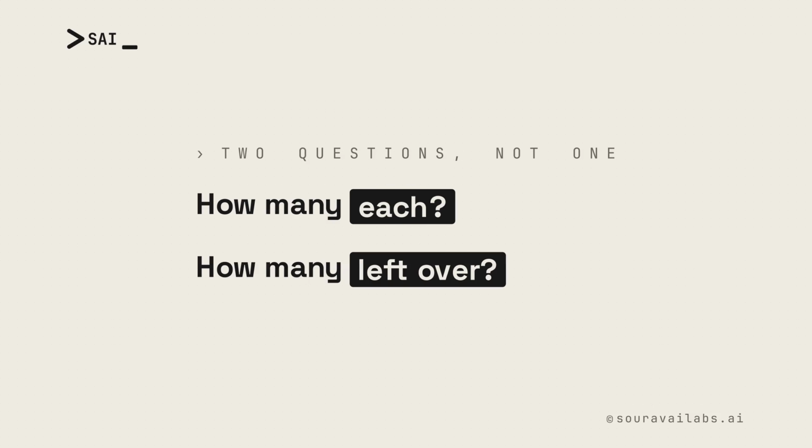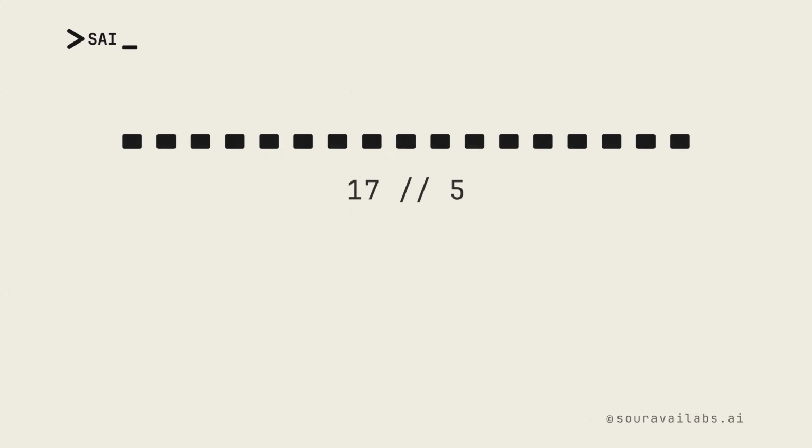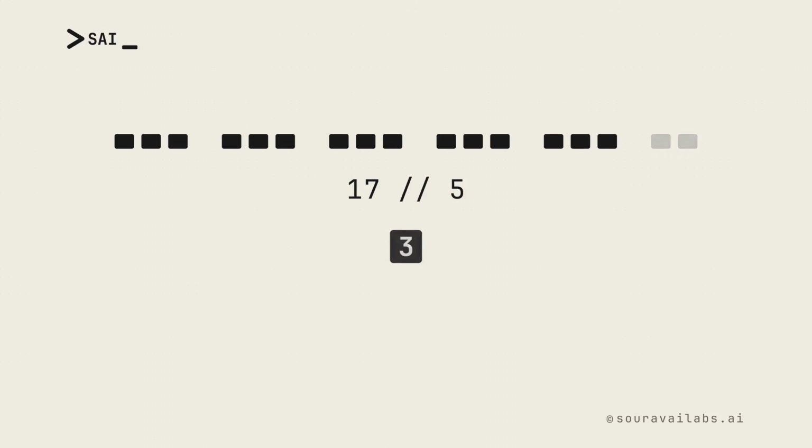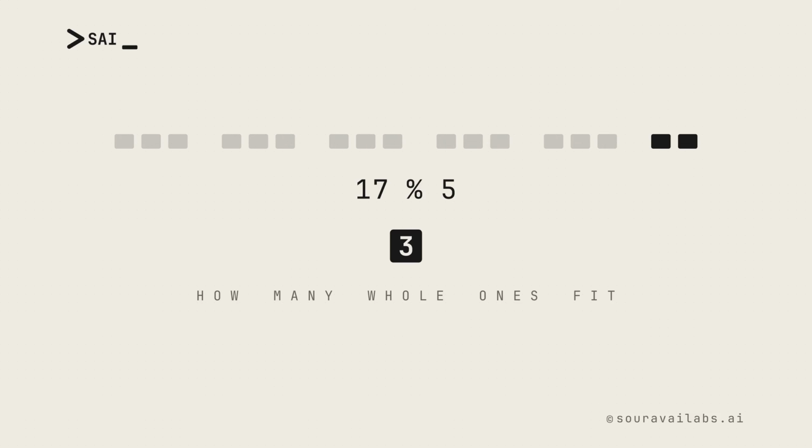Python has a separate operator for each. Two slashes is floor division. 17 double slash 5 gives 3. So every worker takes 3 whole prompts and the leftover is thrown away. The percent sign is the other half and it keeps only what floor division threw away. 17 % 5 gives 2. The 2 prompts still waiting to be assigned.